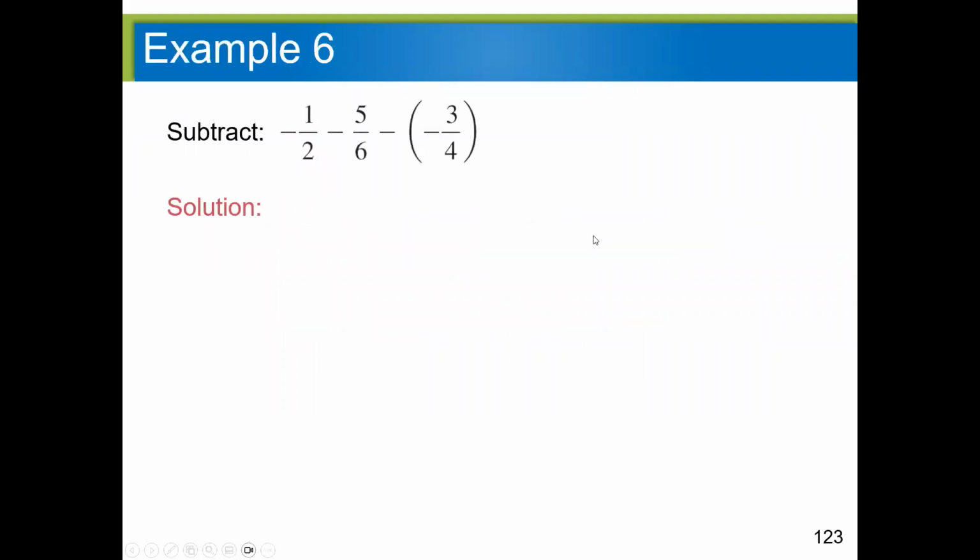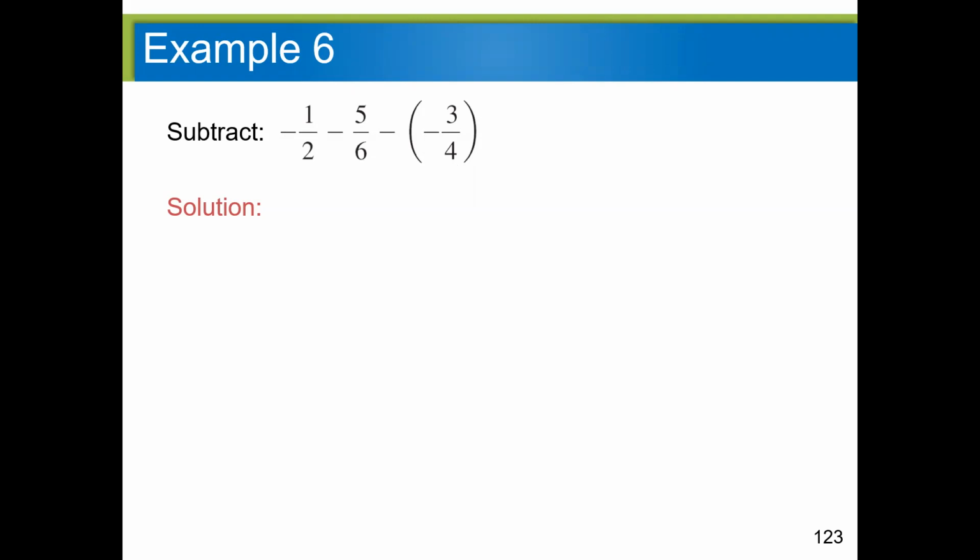Subtraction is basically the same thing as addition. You need a common denominator, right? So I have 2, 6, and 4, very different numbers. 2 goes into 4, and 2 goes into 6, but 4 doesn't go into 6. So I need a common denominator between the 3 of them. What's the least common denominator of 2, 6, and 4? Well, work at it. What do all 3 of those go into?